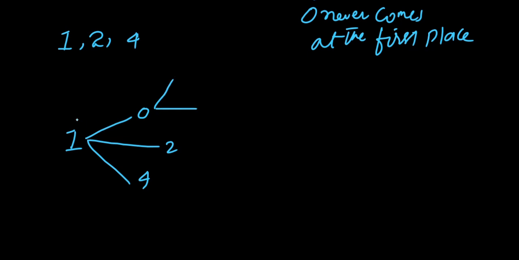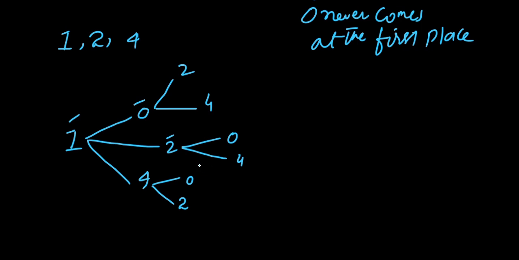As we have already used 1 and 0, so at the third place you can use only 2 or 4. In this branch we have already used 1 and 2, so at the third place you can use only 0 and 4, the remaining digits. Similarly, at this branch you can use only 0 and 2, the remaining digits.